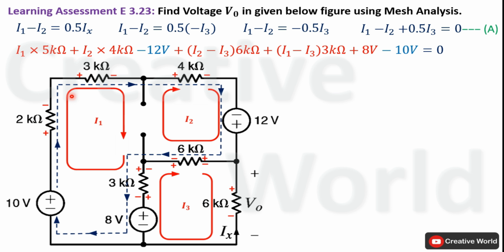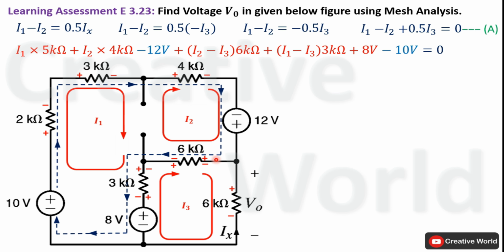Here, because we were in this first mesh, we have taken current I1, but whenever we switch to the second mesh, we will take current I2. So voltage across this 4 kilo ohm resistance will be equal to the product of current I2 and 4 kilo ohm. Similarly, the current entering terminal is negative, so 12 volt will be taken with the negative sign.